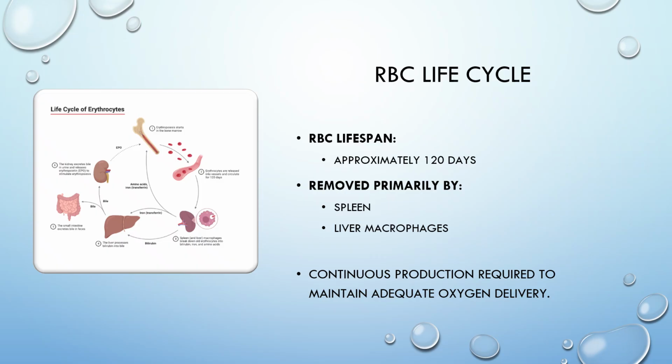Because red blood cells only live about 4 months, the body has to produce millions of new erythrocytes every second to maintain adequate oxygen delivery. So the hematopoietic system is constantly working behind the scenes to replace the cells that are naturally aging out of circulation. If production slows down or destruction increases, that balance is disrupted, and that's when we start seeing clinical conditions like anemia.